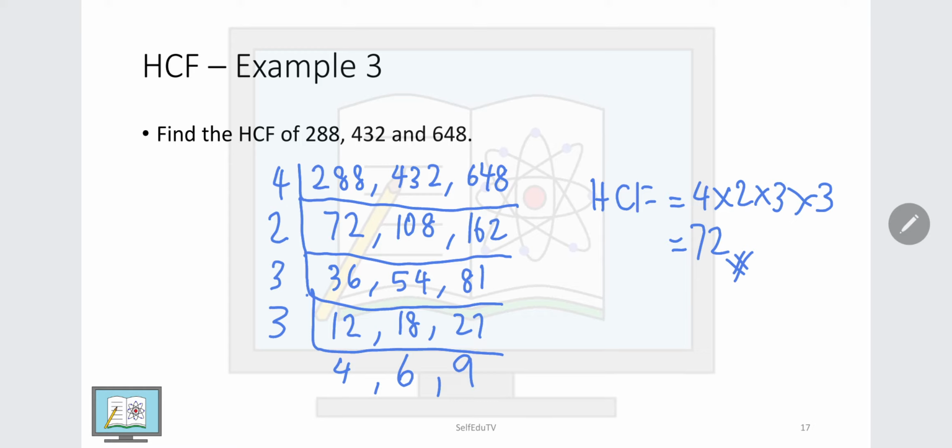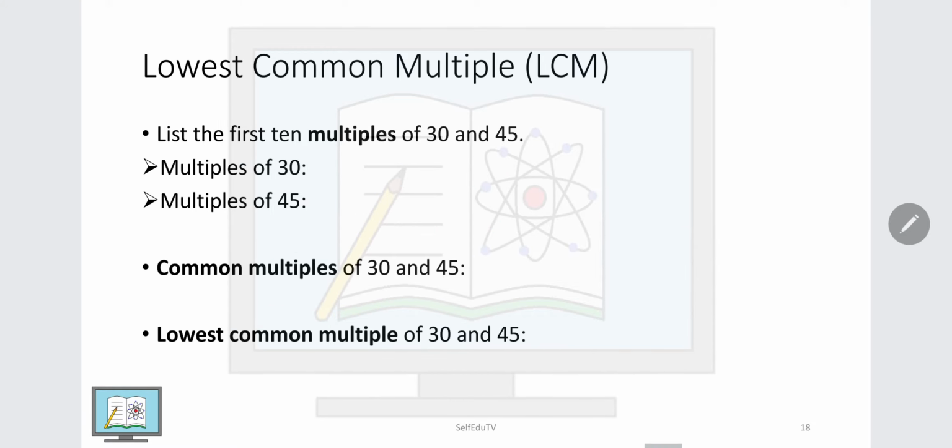So that's all for HCF. How about multiples? Let's say I want to list the first 10 multiples of 30. It will be like this. I'll start with 30. 30 plus 30, 60. 60 plus 30, 90. 90 plus 30, 120. So you continue the list until the 10th term.